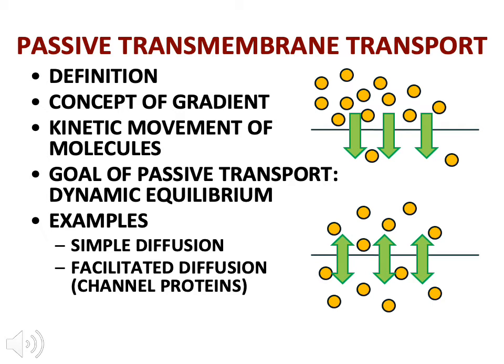So in the next couple of slides, what we're going to be doing is taking a look at two specific types of passive transmembrane transport. And because we've covered this information about concentration gradient and the notion that this is a passive process and the notion of the random kinetic movement of molecules, the next two slides should go by rather quickly. We are going to document something called simple diffusion, and then we're going to document something called facilitated diffusion.